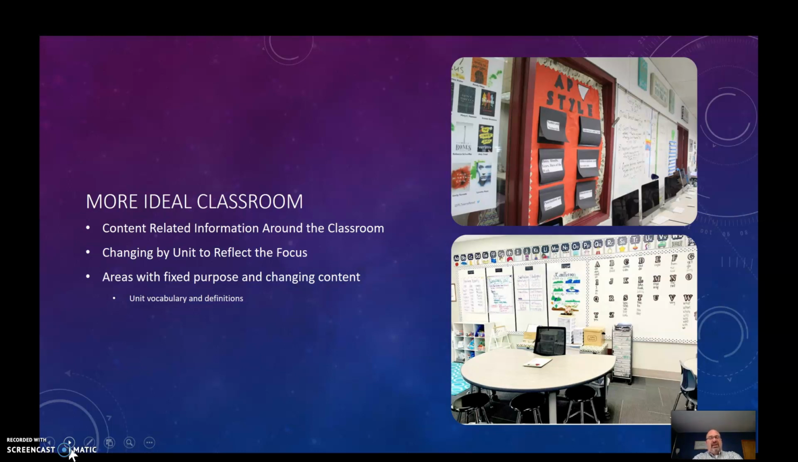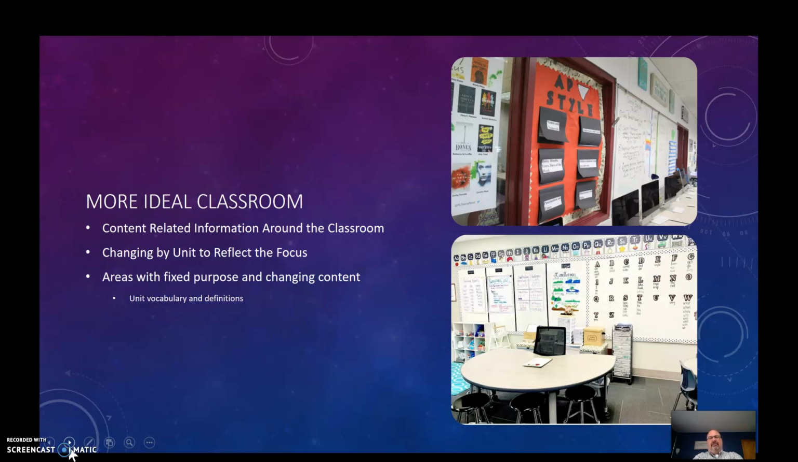Also, the idea of changing that information semi-regularly, maybe by unit, helps the space feel fresh and not stale over time. It helps the students feel like not only is their learning progressing, but the space they're in is progressing as they learn. And then I think it is important to have areas that might have a fixed purpose but changing content.